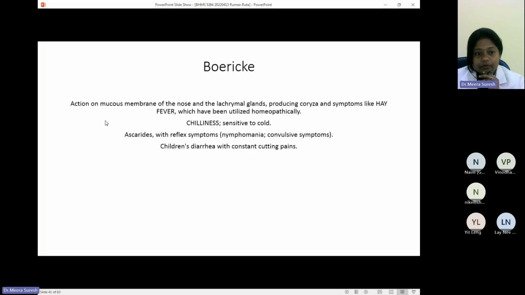So in Boericke, what they have given is action on mucous membrane, the lacrimal glands, indicating action towards hay fever. Chilliness or sensitivity to cold, that is why everything warm is ameliorating. A good remedy for worm complaints, ascarides, and reflex symptoms, mostly nervous complaints, the convulsions, but in women, it can also result in nymphomania. Children's diarrhea with constant cutting pain, and children's diarrhea because of worm complaints.